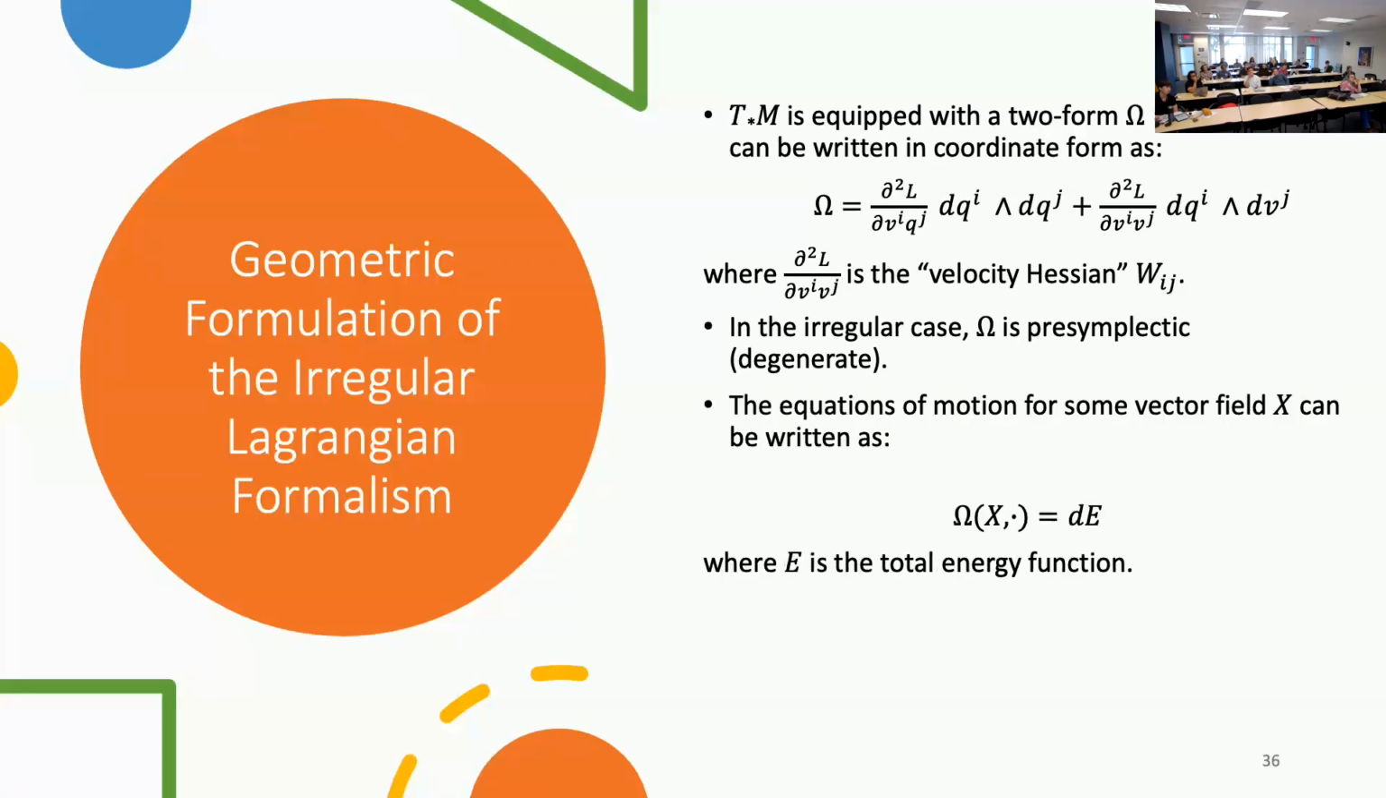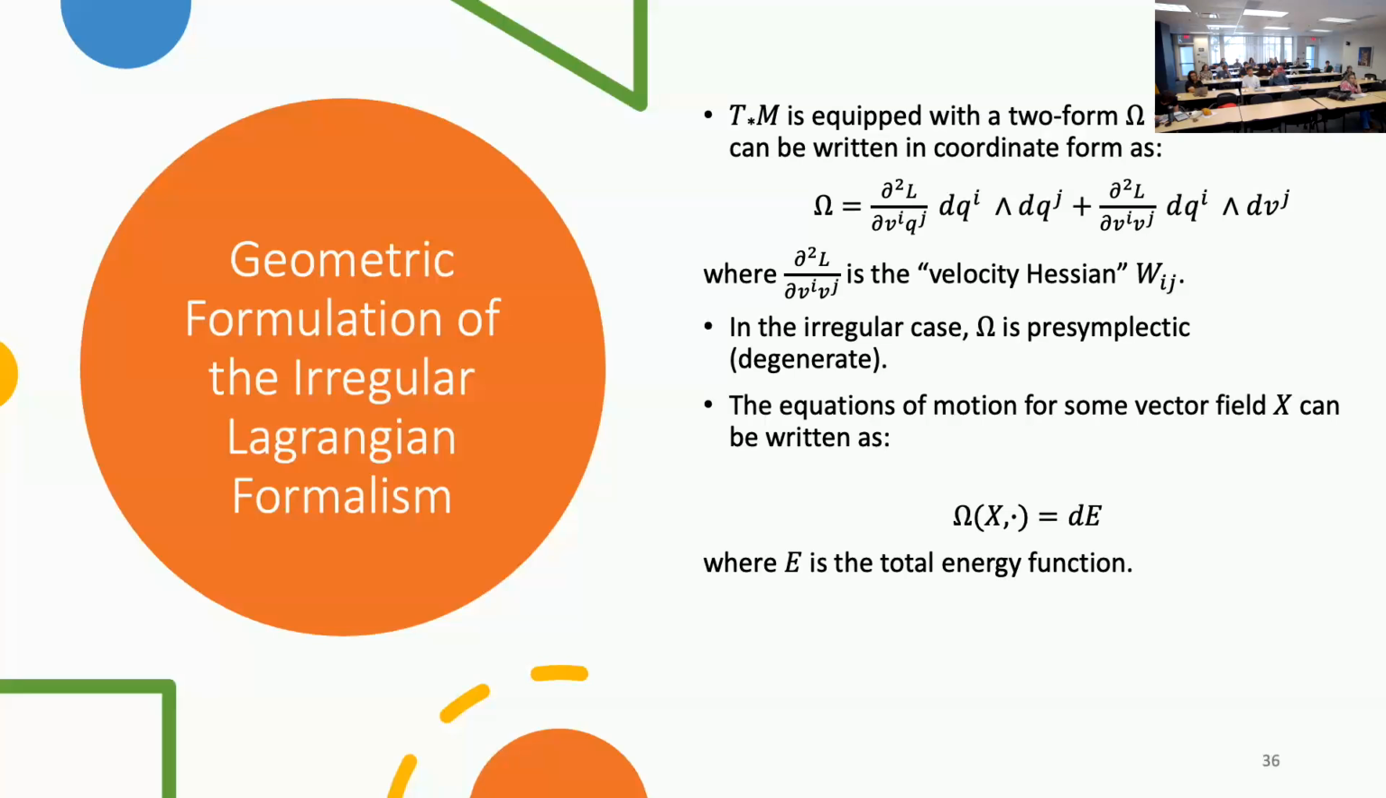And what this means is we can write the equations of motion for some vector field x on this formalism in a similar way to how we did on the Hamiltonian side, which is just the two-form contracted with some vector field x is equal to the exterior derivative of E, where, remember, E is this total energy function related to the Lagrangian. And one can show that when we do this in coordinate form, we just get the analogous thing of the Euler-Lagrange equations. Importantly, because our two-form here is pre-symplectic, this is not going to give us a unique vector field x. It's unique only up to the null vectors of this pre-symplectic form.